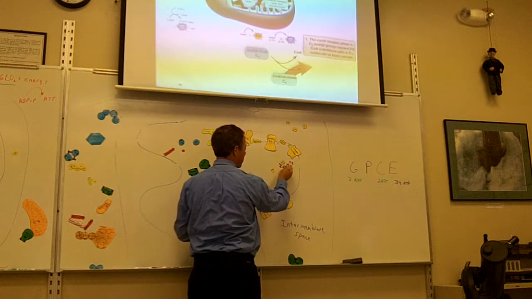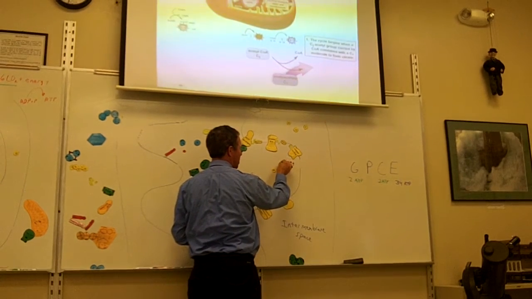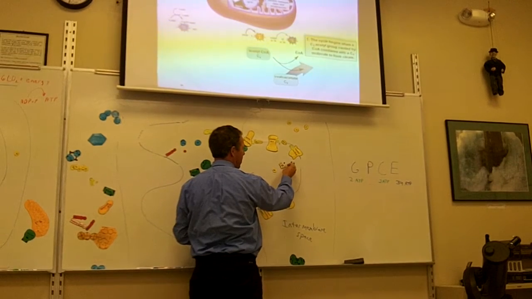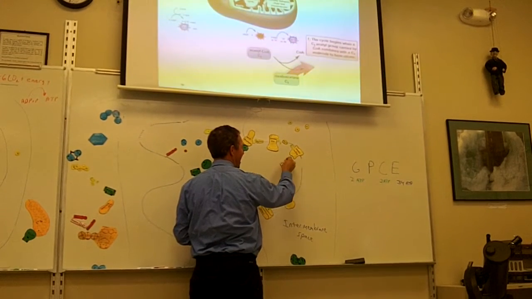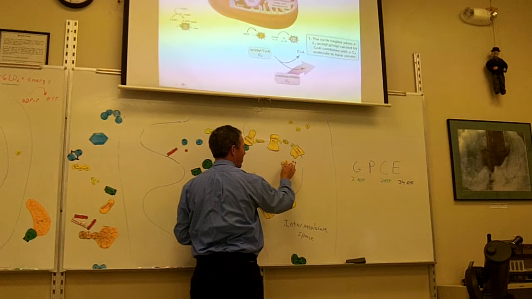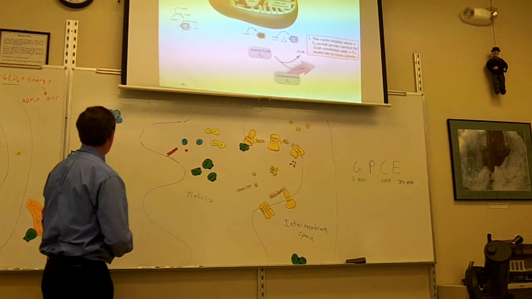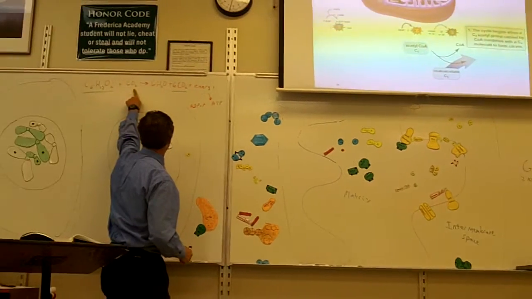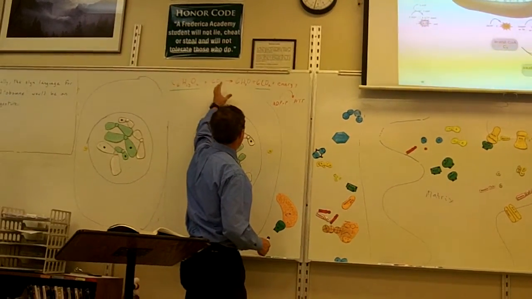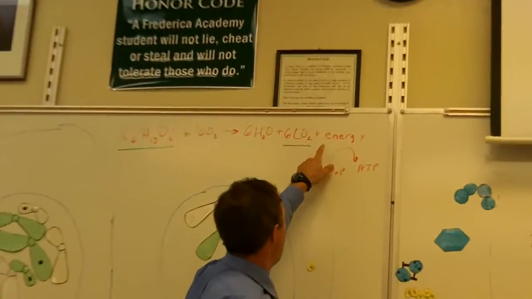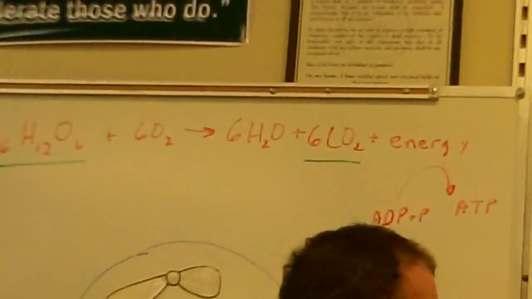Oh wait, let me do it this way. It picks up electrons here. It picks up protons here. And you know what we have now? We don't have oxygen anymore. You know what we have? Water. We got water. Wait, where did the oxygen come from? At the end of the electron transport chain, it forms water.